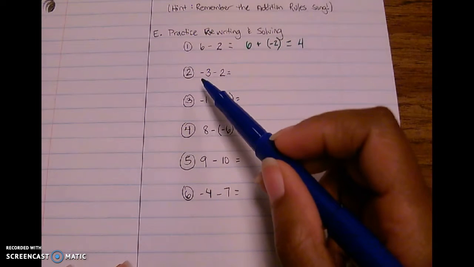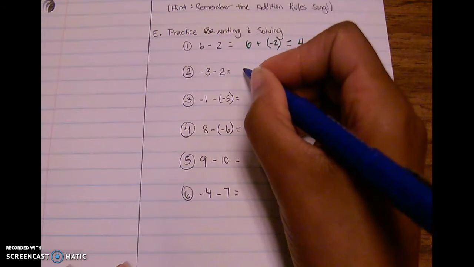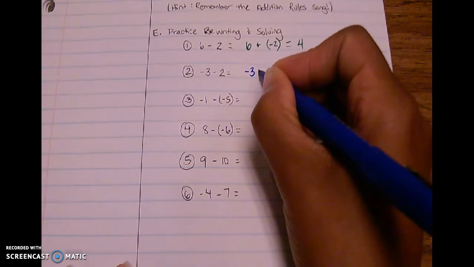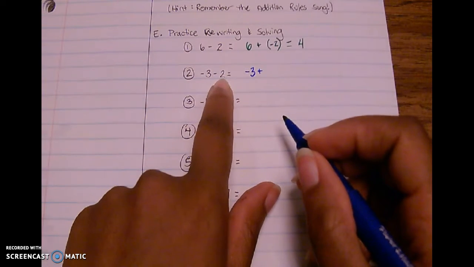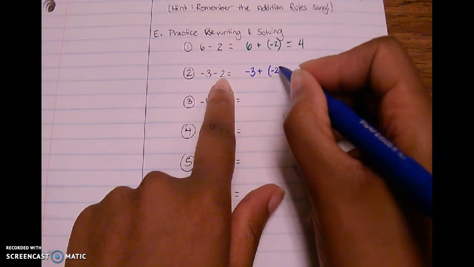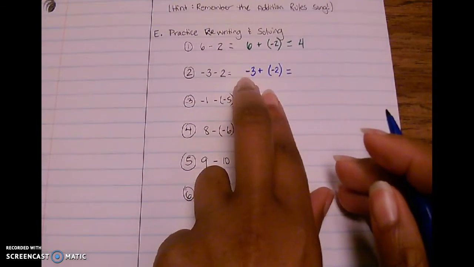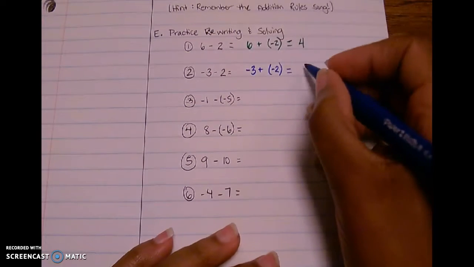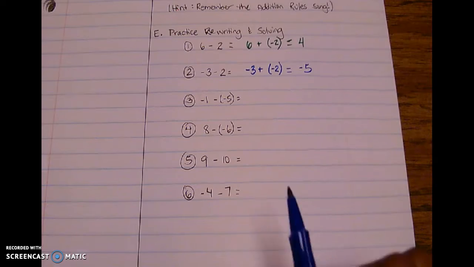For this problem, we have -3 minus 2. So I'm going to write my first number plus the opposite of the second number. The second number is a positive 2. So the opposite of that is going to be a -2. Okay? And I have same sign, so I'm going to add and keep the sign. So my answer here should be -5.